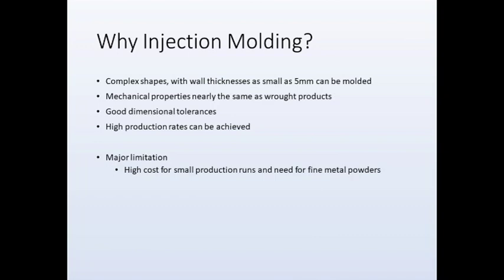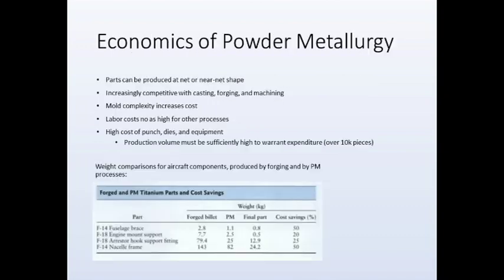One of the biggest limitations for injection molding is the high cost for small production runs and the need for fine metal powders. So it's very difficult to prototype using powder metal injection molding.